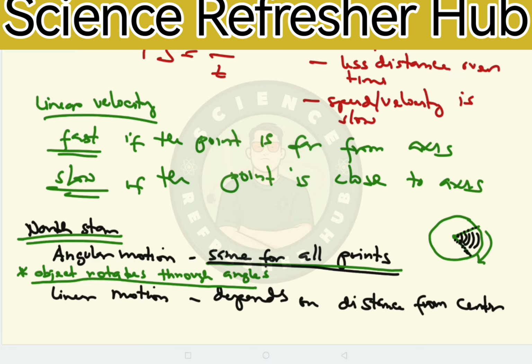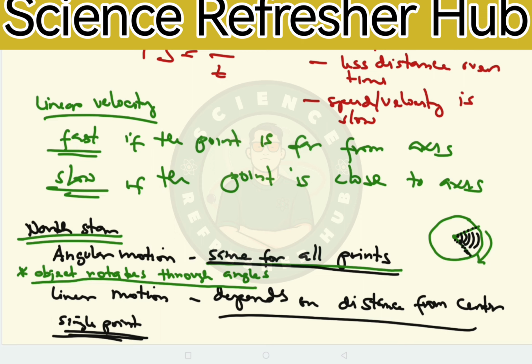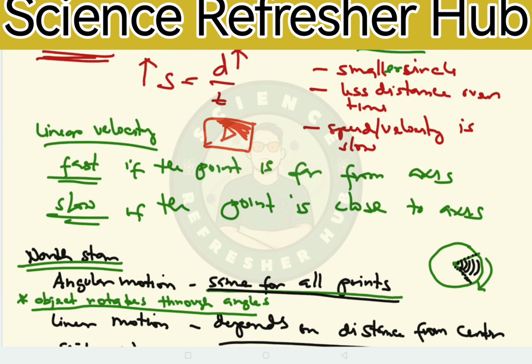In linear motion, again, it is not angular. There's no such thing as an angle being involved. In linear motion, it depends on the distance from the center. We will be focusing on a single point only of that rigid object. So when the point is near the axis, it will have a lesser value or magnitude of linear velocity or speed. But if the point is far from the axis, it will have a larger value of linear velocity or linear speed.